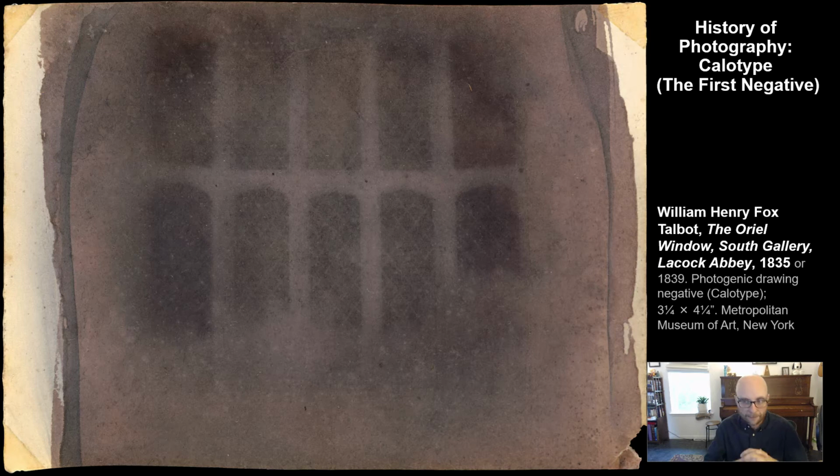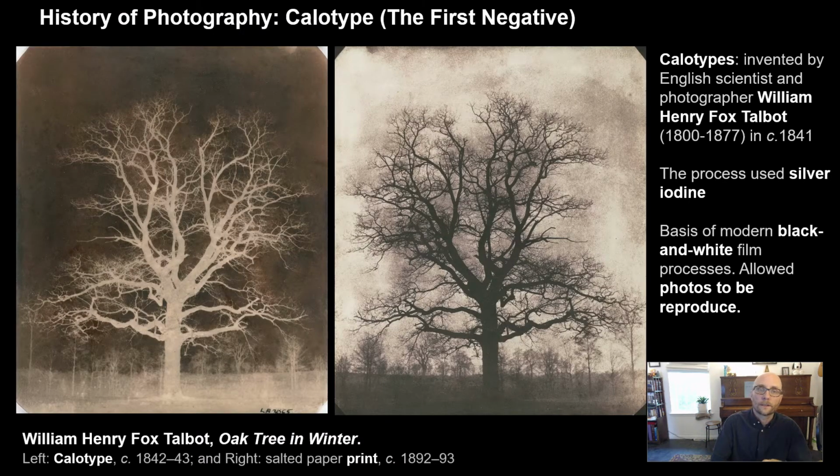But then we have a guy named William Henry Fox Talbot, who was able to create the first negatives using a technique called the calotype. This was invented by, like I said, William Henry Fox Talbot. What a great name. And he used a process involving silver iodine. And this becomes the basis of modern black and white film.